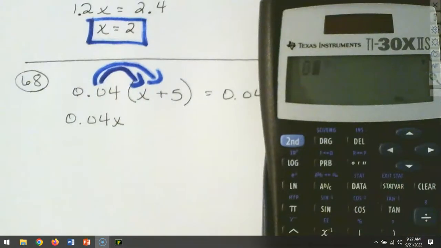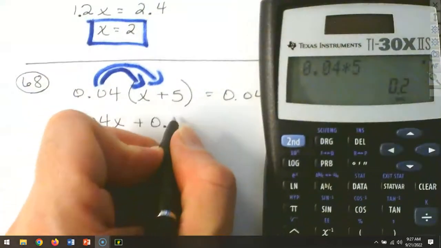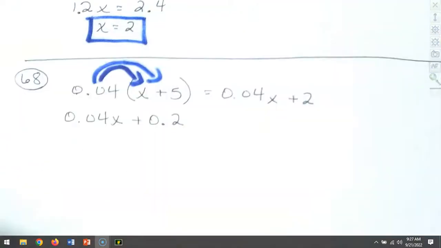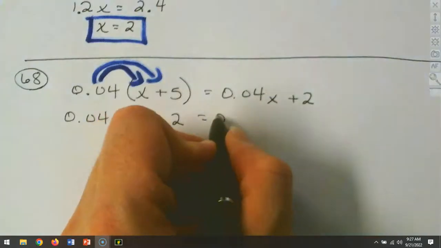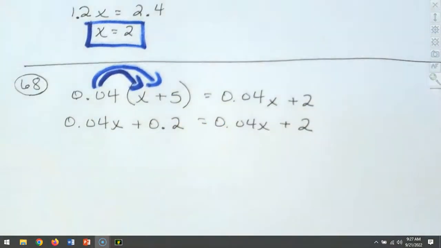So 0.04 times that 5 for the next piece. That gives you a 0.2, and that equals 0.04x plus 2.